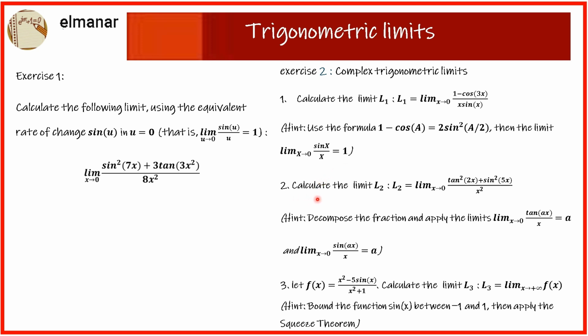2. Calculate the limit L2 defined as follows. L2 is equal to the limit as x approaches 0 of tangent squared of 2 times x plus sine squared of 5 times x, all divided by x squared. Hint. Break down the fraction and apply the following limits. The limit as x approaches 0 of tangent of a times x divided by x is equal to a. The limit as x approaches 0 of sine of a times x divided by x is equal to a.